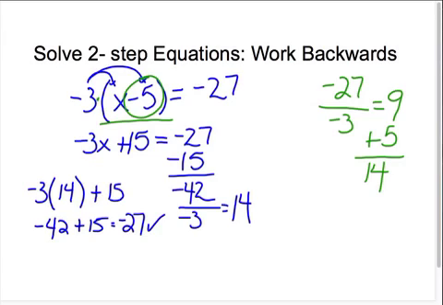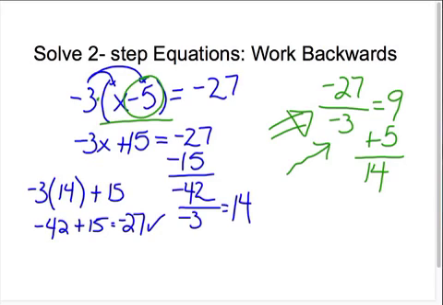I prefer this method here because it keeps my numbers lower, but either one will work. This one seems to save you a few steps, but whatever works for you is fine.